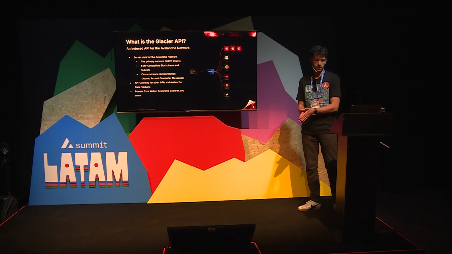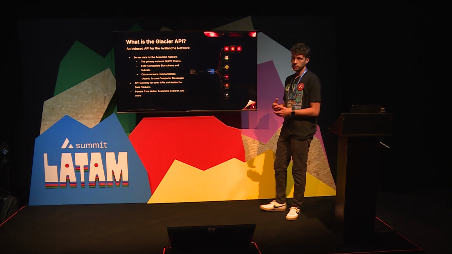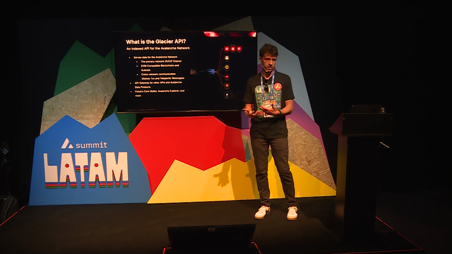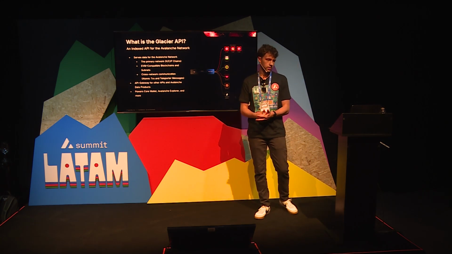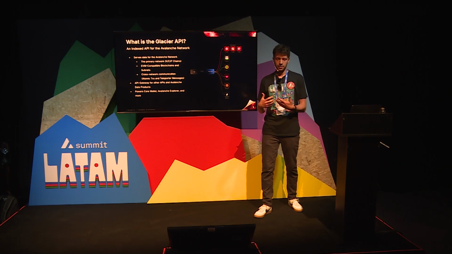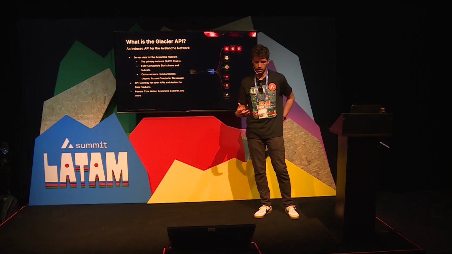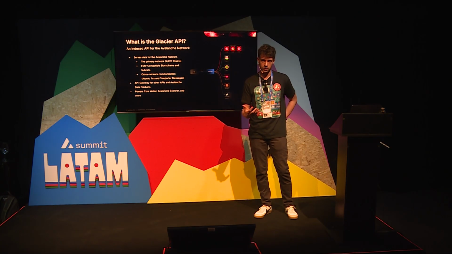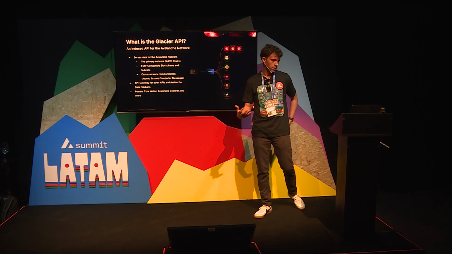So what is the Glacier API? Glacier is primarily an indexed blockchain data API for the Avalanche network. And when I say indexed blockchain data, it means a few things. But at its core, it's really about getting data off the various nodes, whether that's Go Ethereum or AvalancheGo, that is generally hard to get directly from the node itself.